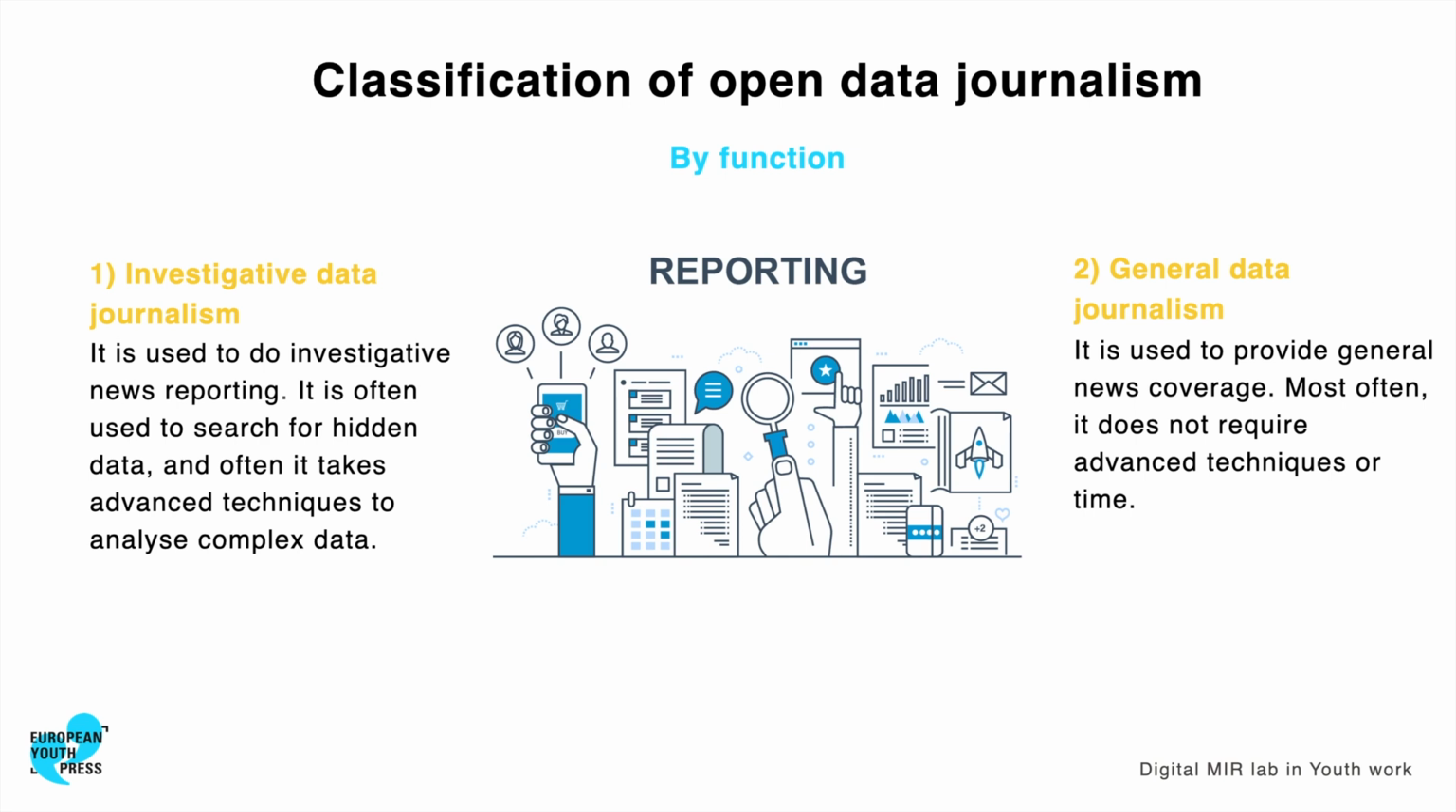First of all, open data journalism is classified by function into investigative data journalism and general data journalism. Investigative data journalism is used to do investigative news reports. The aim of this type of data journalism is to expose the peculiarities associated with public interests. It is also often used to search for hidden data, which is afterwards compared with the official open data. Investigative data journalism is quite complex and requires advanced techniques to analyze data.